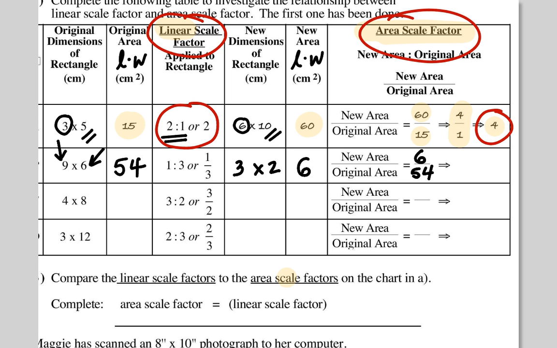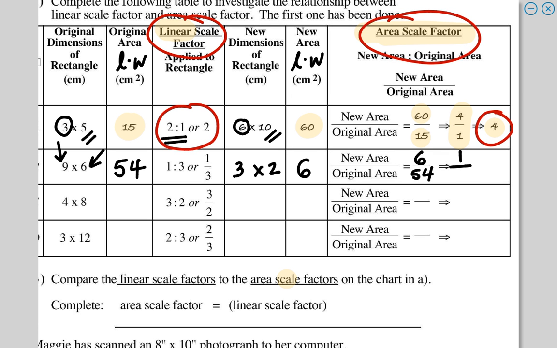I'm going to want you to put that in your calculator with math fraction. And you get, of course, 1/9. Compare the original scale factor for the linear to the area scale factor. 1 becomes 1, 3 becomes 9. How's that related?